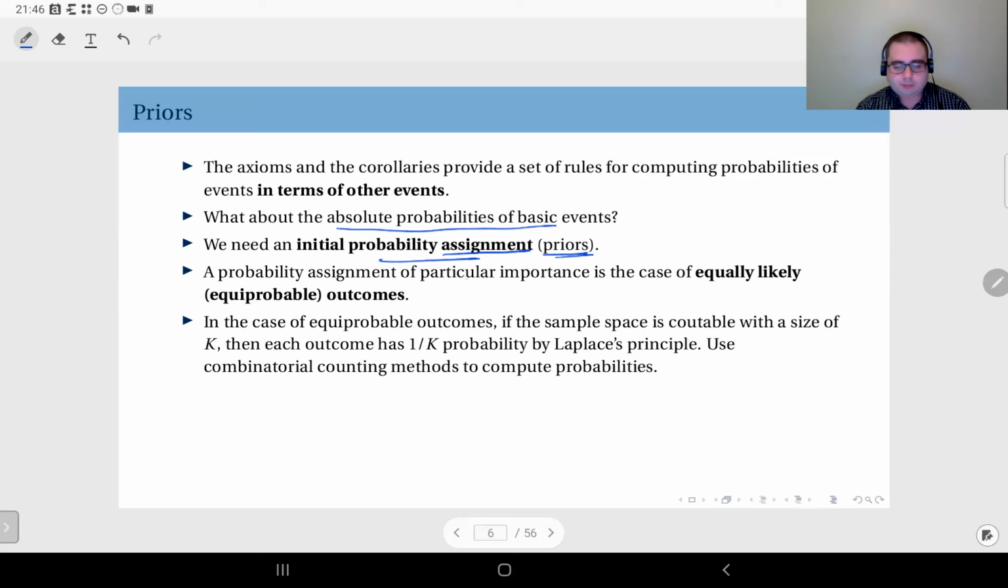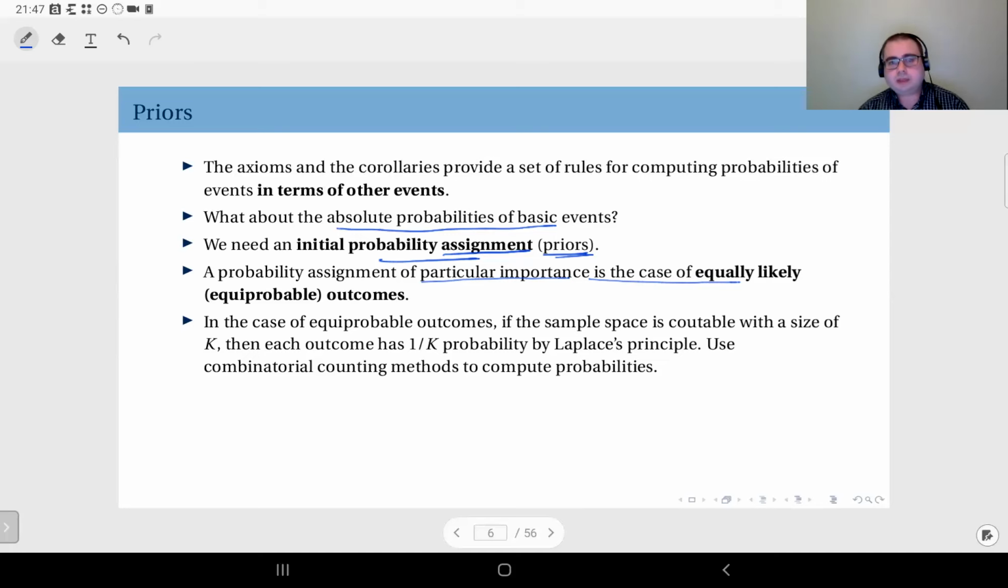Now, a probability assignment of particular importance is the case of equally likely, in other words, equally probable outcomes. This is one which we see very frequently, especially when we deal with combinatorial events. And this is simple to understand. For instance, when you toss a coin, we assume that the outcomes heads and tails are equally probable. So we assign the probability 1/2 to each of the outcomes, because we do not have any reason to assign, let's say, 0.7 to heads and 0.3 to tails. There is no reason to do that. Therefore, we assume that those two outcomes are equally probable.